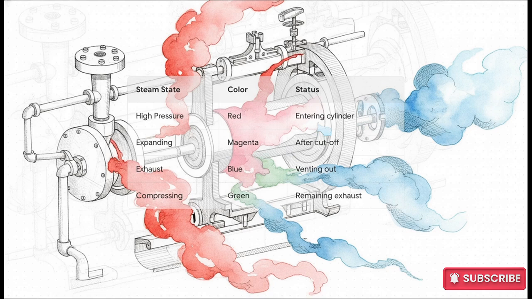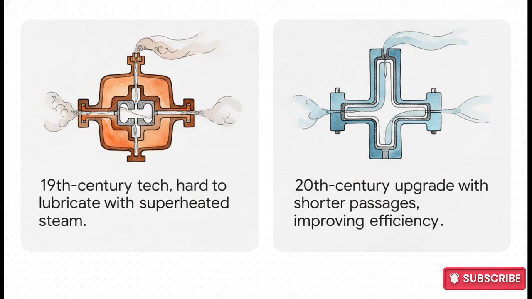The precise timing of when these different states enter and exit the cylinder is completely managed by the valve. Historically, this traffic control was handled by slide valves, like the famous D-slide valve invented by William Murdoch way back in 1799. And it worked wonderfully for 19th century engines. But as engineers pushed for far more power using superheated steam, slide valves became notoriously difficult to maintain. The intense heat would literally burn off standard lubricating oils, causing immense friction. Because of this, the industry transitioned to piston valves. These allowed for much shorter steam passages, which drastically reduced flow resistance and, ultimately, improved the engine's overall efficiency and reliability, a real game changer.